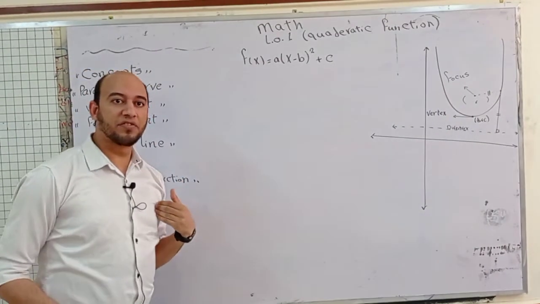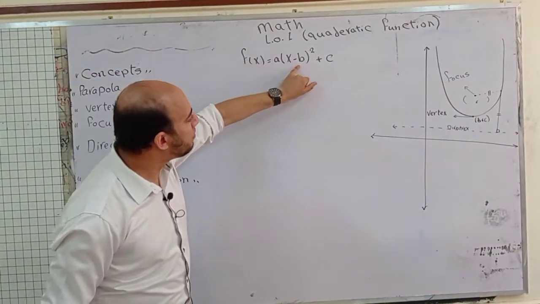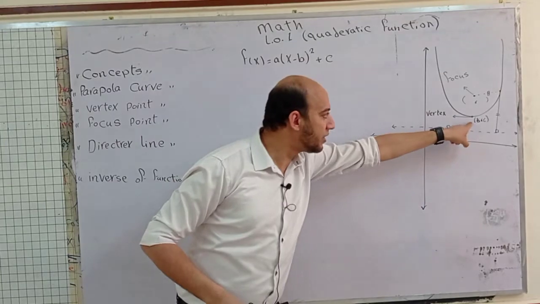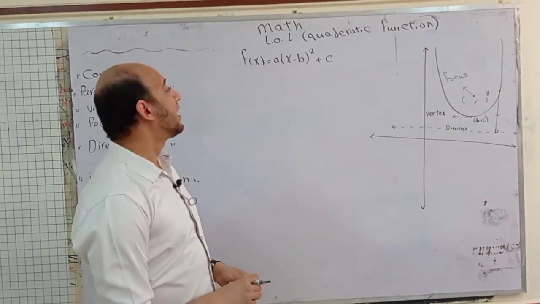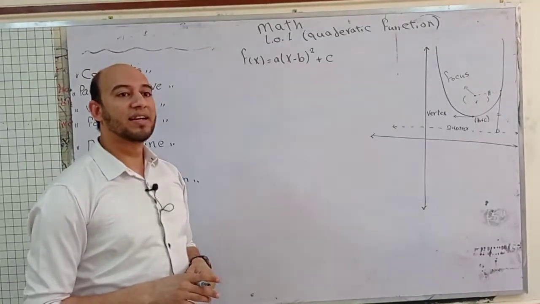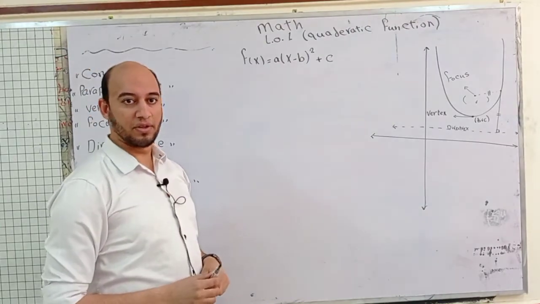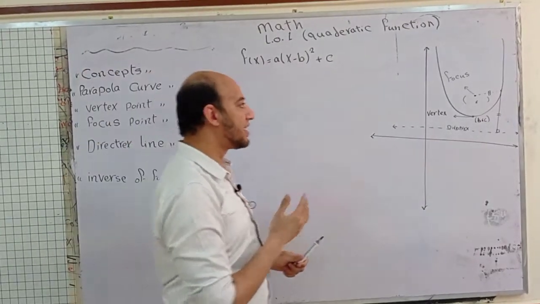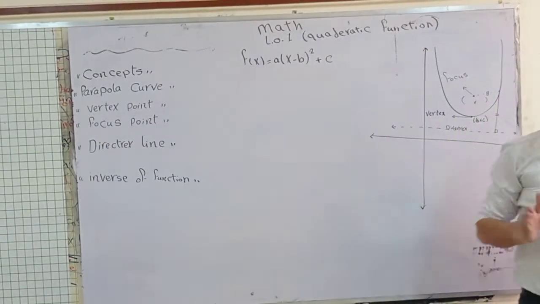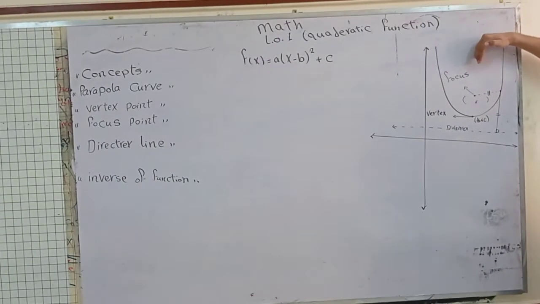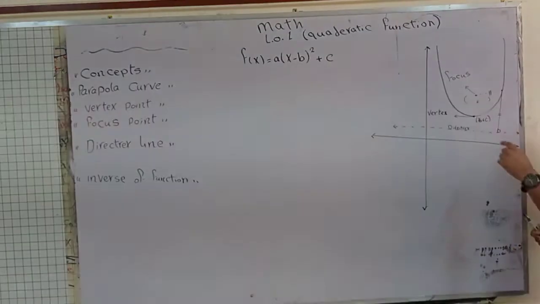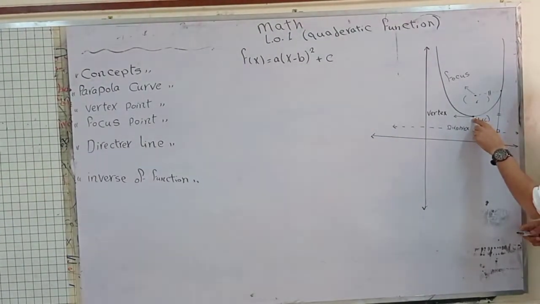We said that the vertex of this equation will be (b, c), as we wrote. How can we get the focus point? We notice that the focus point is on the same vertical line which passes through the vertex point.